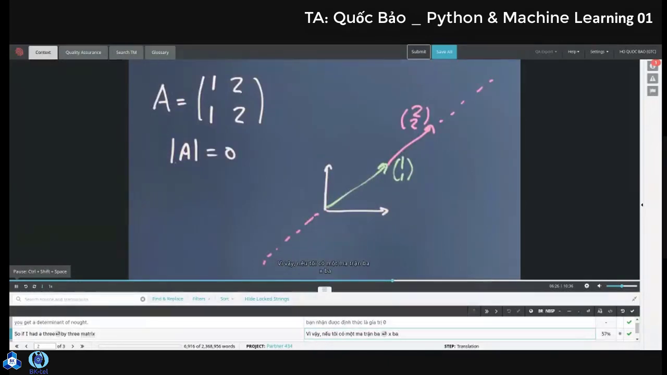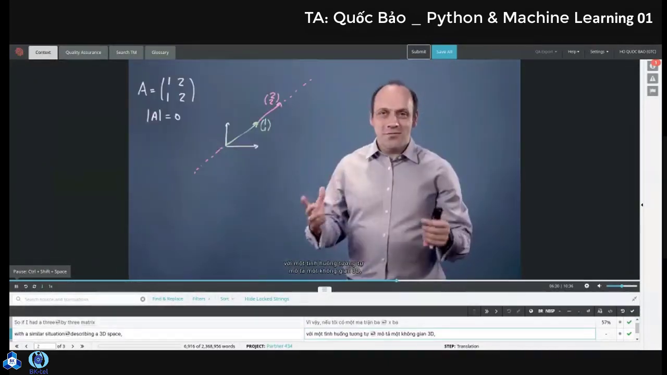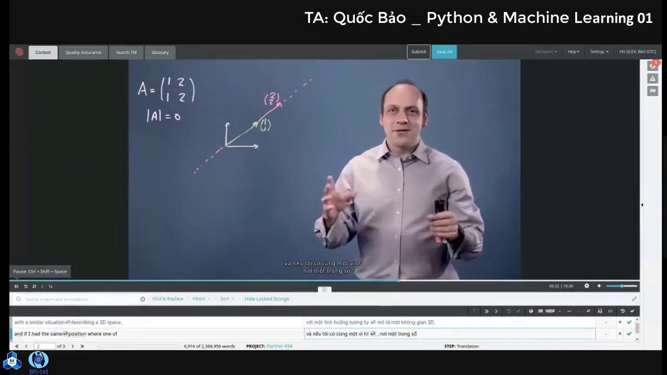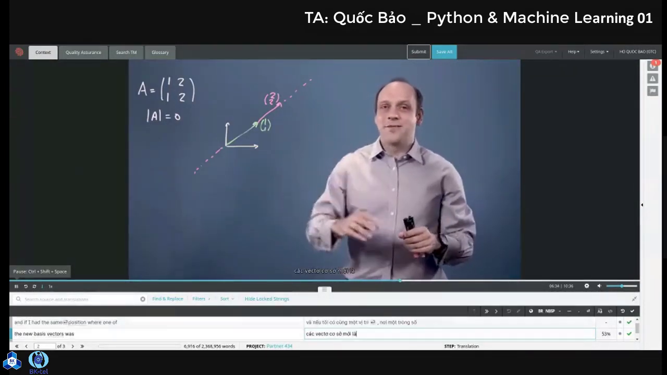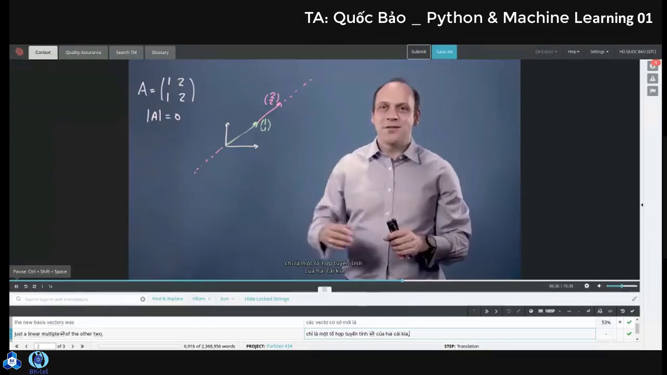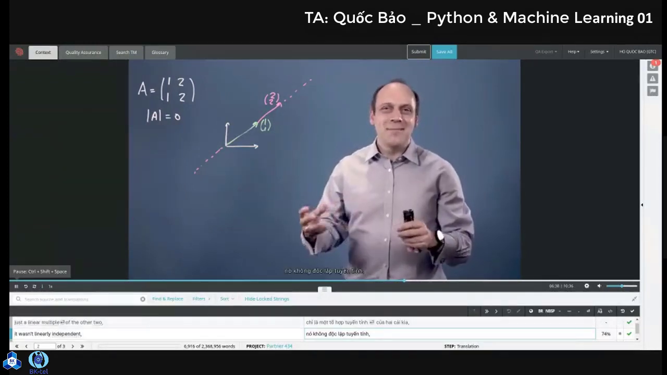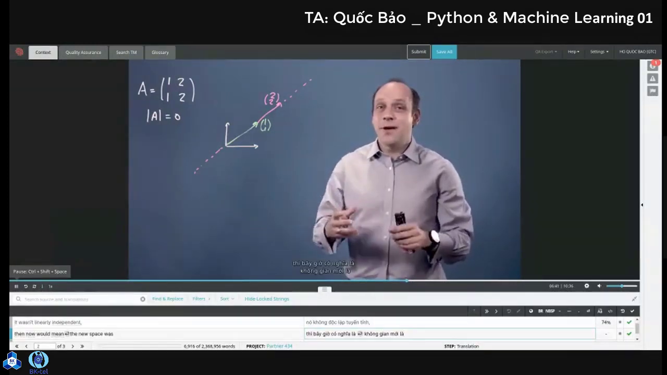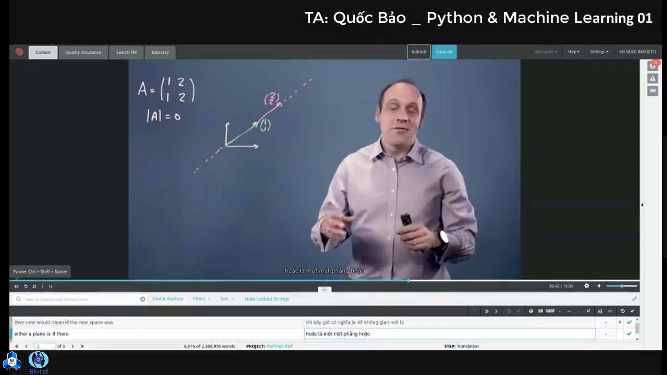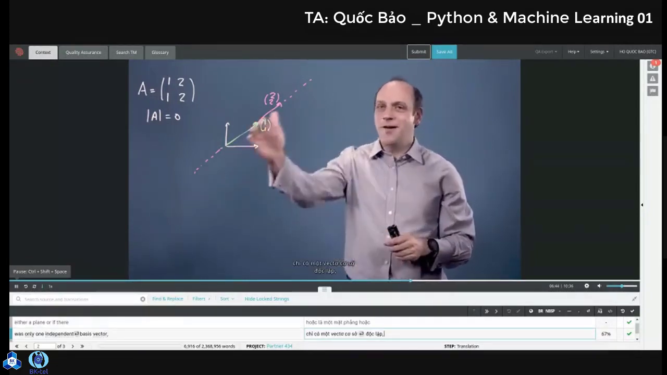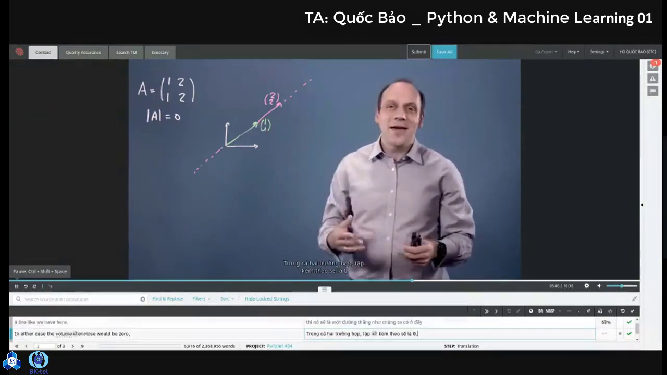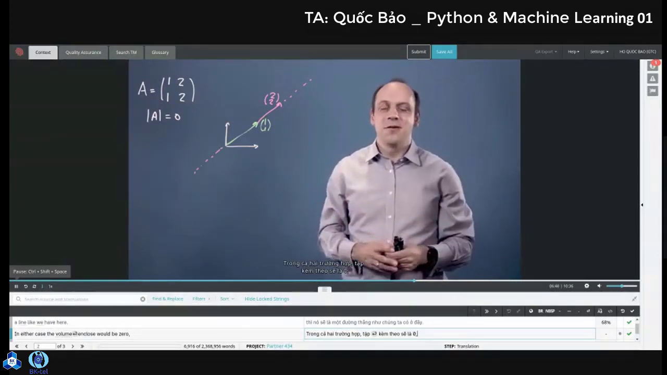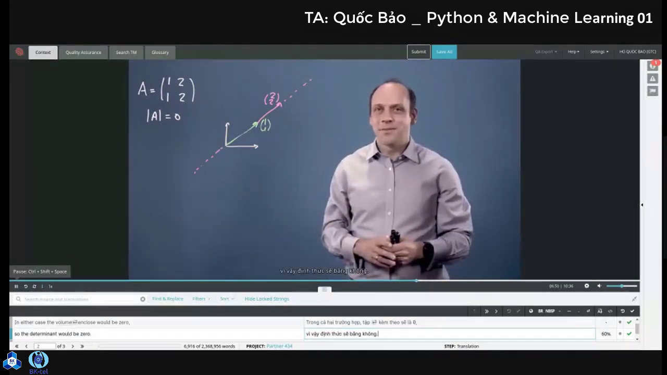So if I had a 3 by 3 matrix with a similar situation describing a 3D space, and one of the new basis vectors was just a linear multiple of the other two, it wasn't linearly independent, then that would mean the new space was either a plane, or if there was only one independent basis vector, a line like we have here. In either case, the volume enclosed would be 0, so the determinant would be 0.